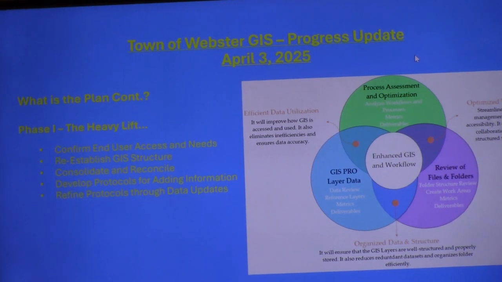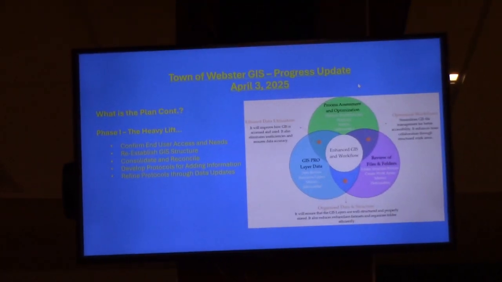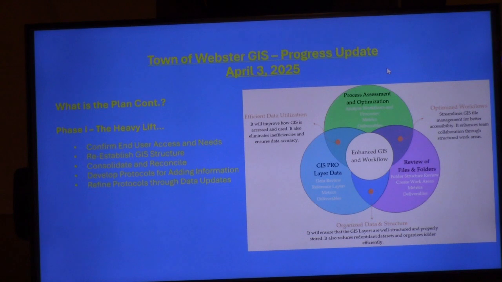This is where we're going to work through ICS, and we'll be confirming end user access and their needs. We need to reestablish our GIS structure. Again, we need to look at our data, figure out what needs to be consolidated, what needs to be deleted, and what kind of reconciliation we need to do with the accuracy of it. We also need to get our protocols in place for adding new information and standardizing that.